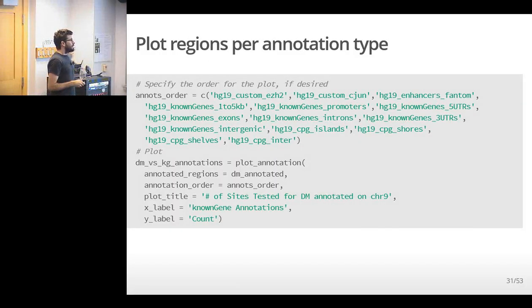So again, you might want to know how many regions there are per annotation type. There's a function called plot annotation that gives you a bar graph, which we'll see in the next slide. Basically, you need to give it your annotated regions, and what order you want the annotations to occur in. You don't have to give it this, but you can if you want. This vector also serves as a subset function, so you don't have to give it all of them. You can give it some of them.